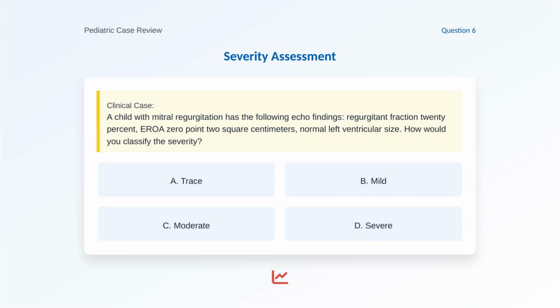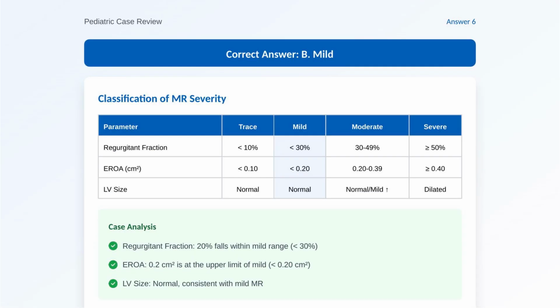Severe. To answer this question correctly, you need to be familiar with the standard classification criteria for mitral regurgitation severity based on quantitative echocardiographic parameters. Consider how the provided values for regurgitant fraction and effective regurgitant orifice area correlate with the established severity categories, and how the presence of normal left ventricular size might influence the overall assessment. The correct answer is B.